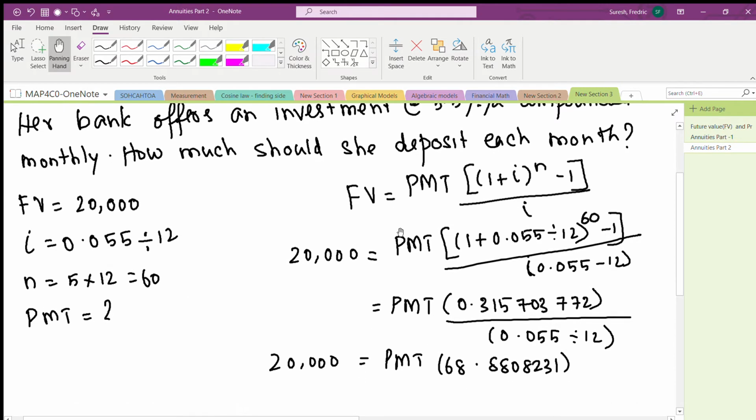So here is the FV formula. We are interested in finding the PMT. We know everything else in this formula. Substitute FV is 20,000. And notice here for the i, I wrote 0.055 divided by 12, just like here. And n is 60, so it's to the power 60 minus 1, and then I have this.